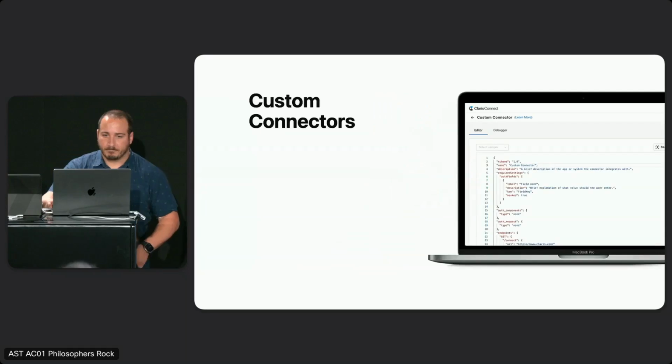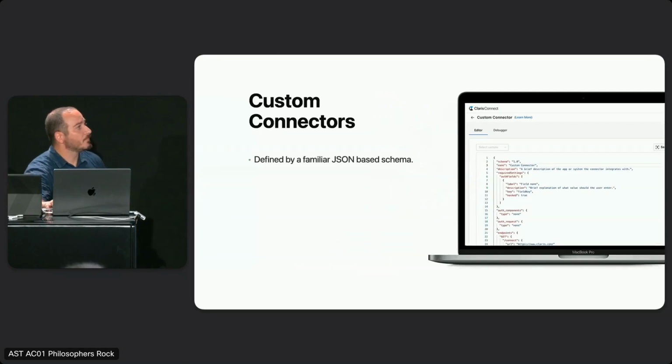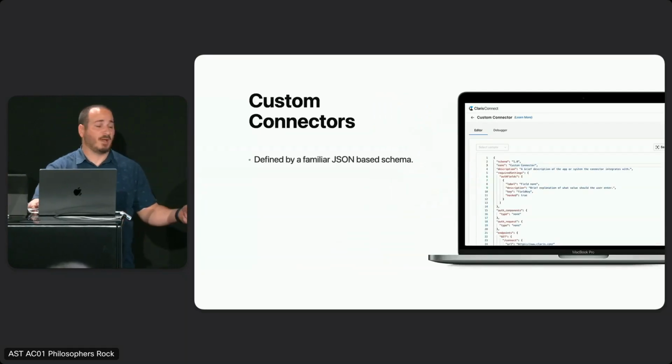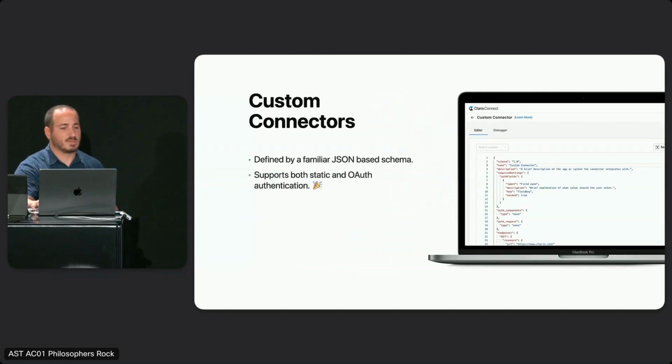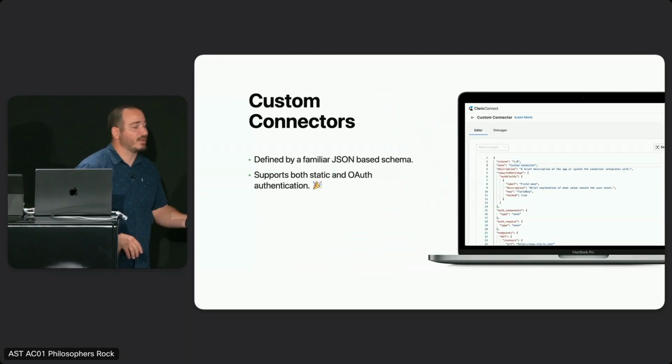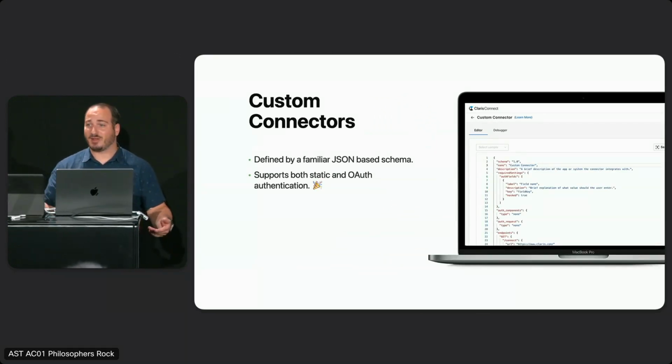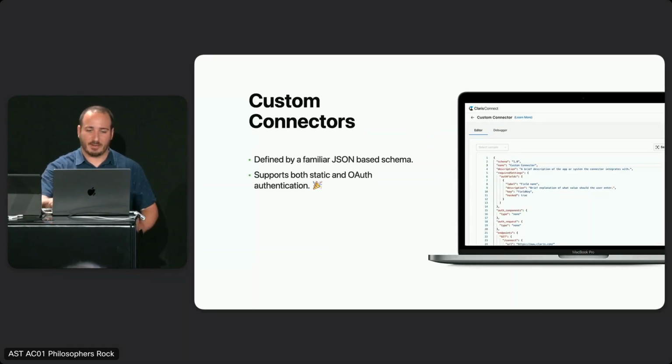Awesome. So just to summarize here, custom connectors are defined by familiar JSON schema. We've all seen it. We all love it. It makes it really easy to get up and running quickly. We support both static and OAuth 2 authentication. Really, really cool. Authentication is something that we added recently, about a week and a half ago. It's there. You can use it. Love to get your feedback on it.